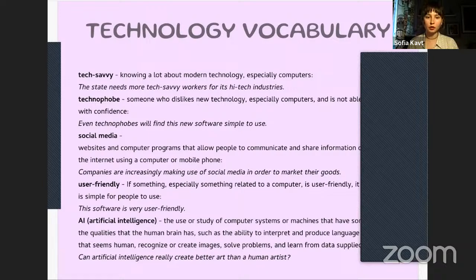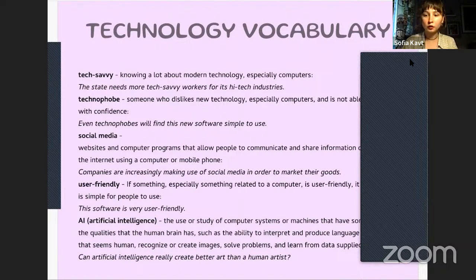The next one is a term pretty much everyone is familiar with in the modern world. This is social media. So social media is pretty much the same as social networks. This is a term for websites and apps that allow people to communicate and share information with each other via the internet.